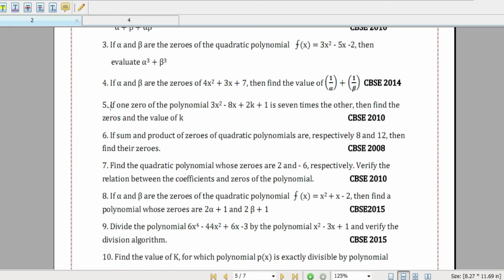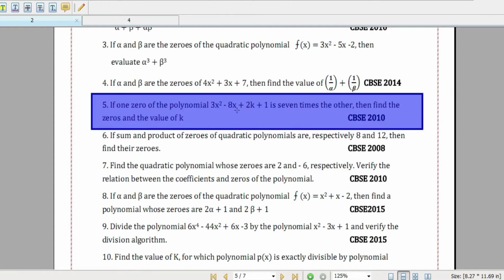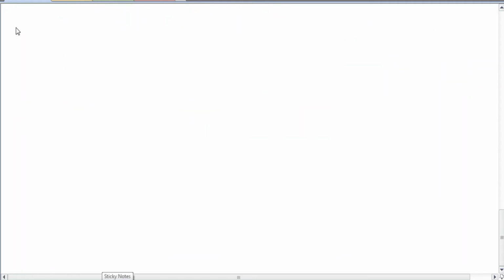Okay, let's see the next question. If one zero of the polynomial 3x square minus 8x plus 2k plus 1 is 7 times the other, find the zeros and the value of k. So this is a different question. Let us solve this one.